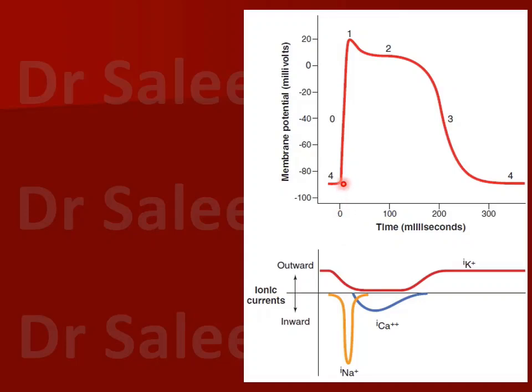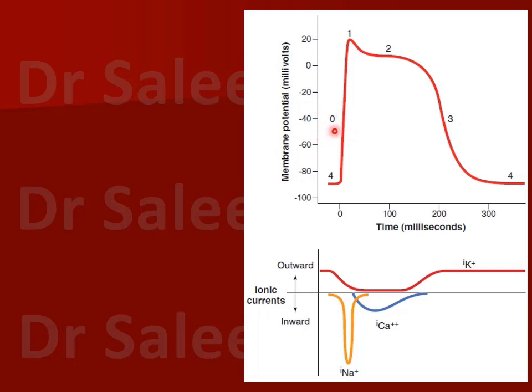But when the cardiac muscle fiber is excited, when its membrane is stimulated, what happens is that the voltage-gated fast sodium channels are opened, and the sodium ion concentration is greater outside. So when these voltage-gated fast sodium channels are opened, sodium ions will rush into the cell carrying positive charges inside. So the inside rapidly becomes positive, overshoots zero and reaches plus 20, and this phase is known as phase zero.